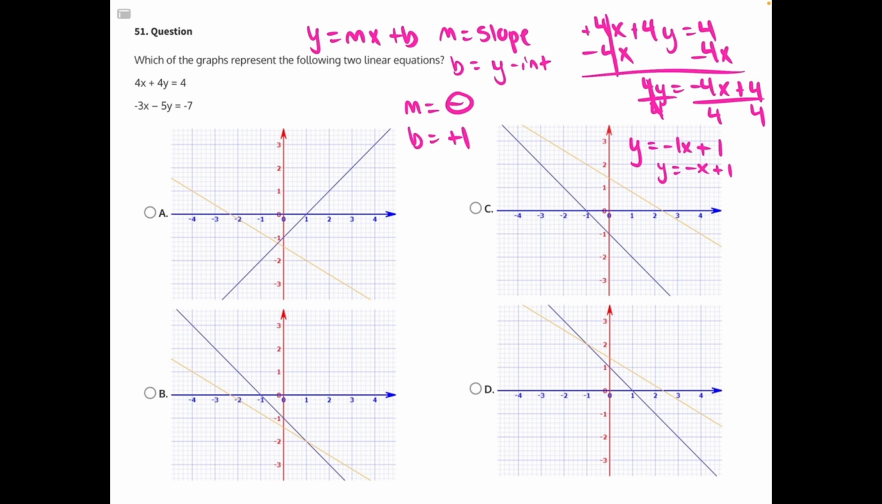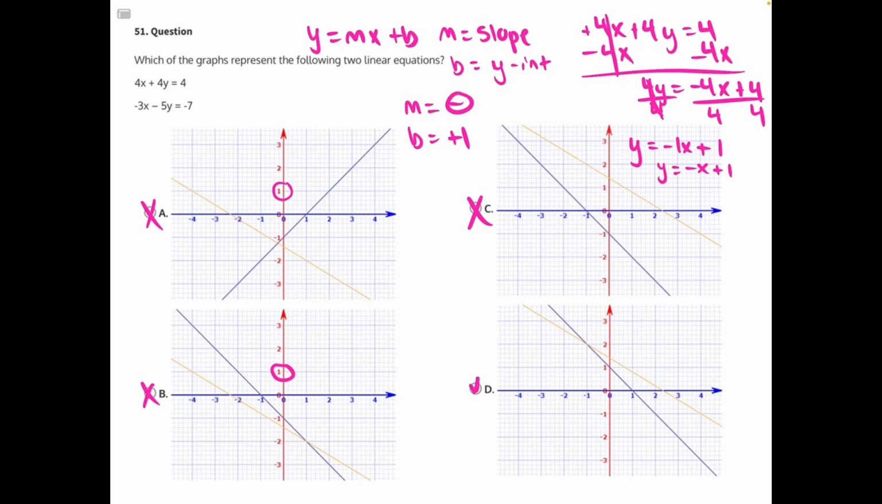So if we look at all of our answer choices, answer choice A doesn't have a single graph that's crossing the y-axis at 1, so it's incorrect. B, same thing. Neither of the graphs are crossing the y-axis at 1, incorrect. C, 1 is almost crossing at 1, but not quite, so C is incorrect. And D is the only answer choice that has a graph passing through y equals 1, which makes D our correct answer.